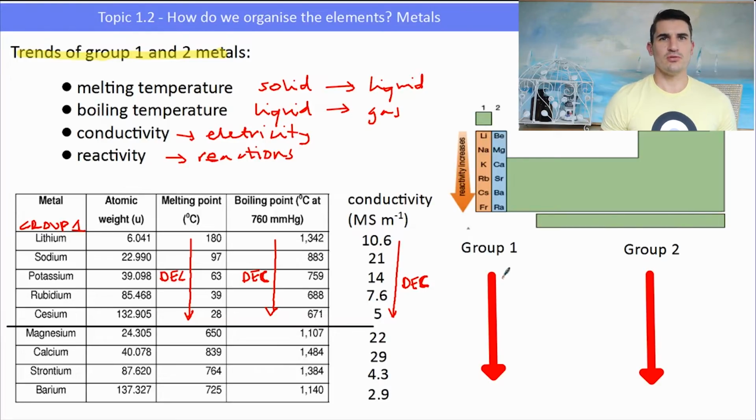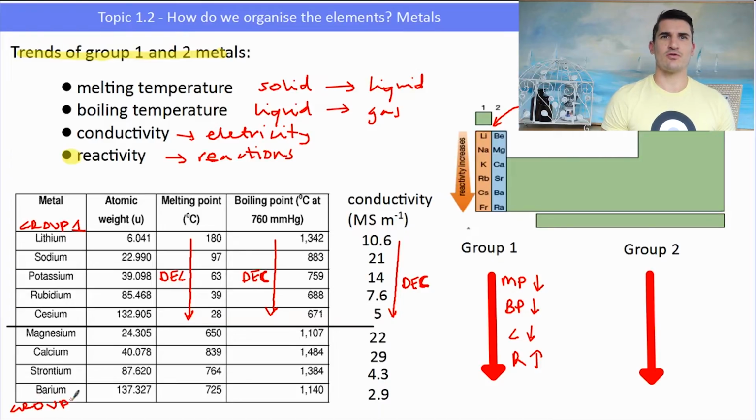So the group 2 metals display very similar behavior to the group 1 metals. Remembering that, just to sum up, as we go down group 1, the melting point decreases. As we go down group 1, the boiling point decreases as well. The conductivity also decreases, but the reactivity increases. As we go down the group, the atoms become more reactive.